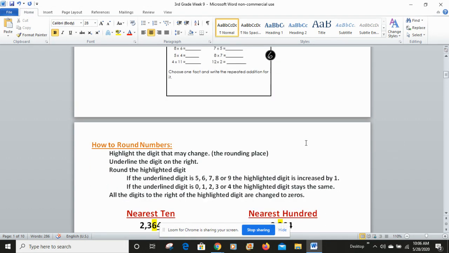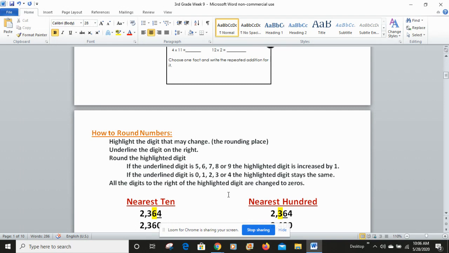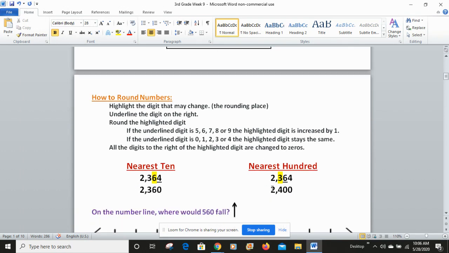So we've used some different strategies, but here's kind of the old standard traditional one. Highlight the digit that may change, or the rounding place. Underline digits to the right. Round the highlighted digit. If the underlined digit is 5, 6, 7, 8, or 9, the highlighted digit is increased by 1. If the underlined digit is 0, 1, 2, 3, 4, the highlighted digit stays the same. All the digits to the right of the highlighted digit are changed to zeros.